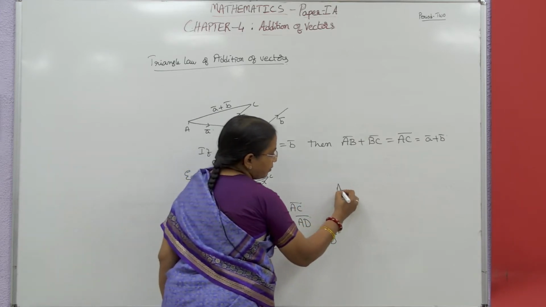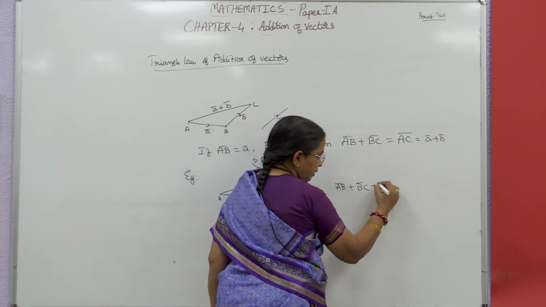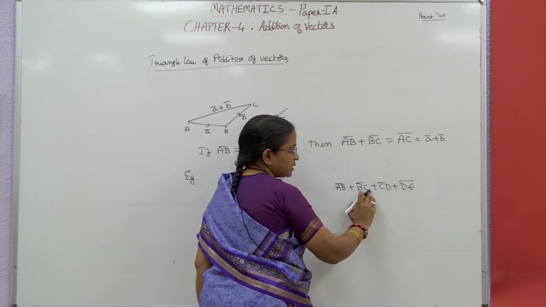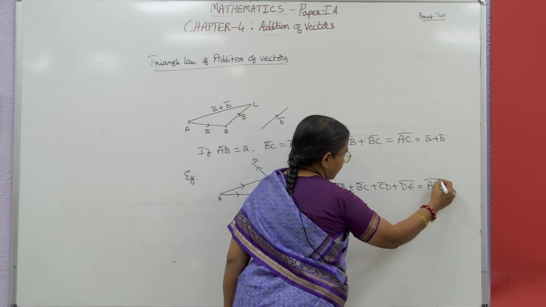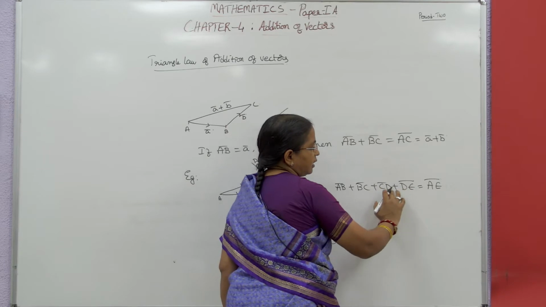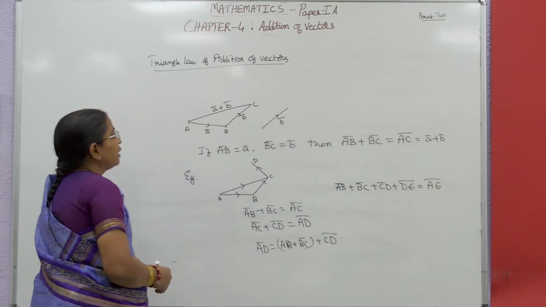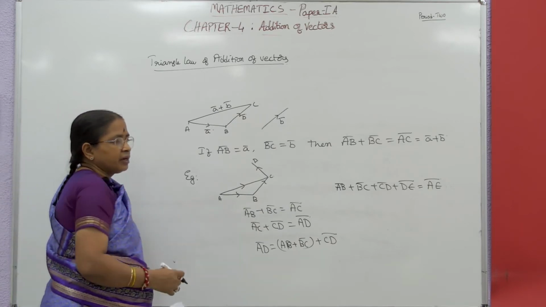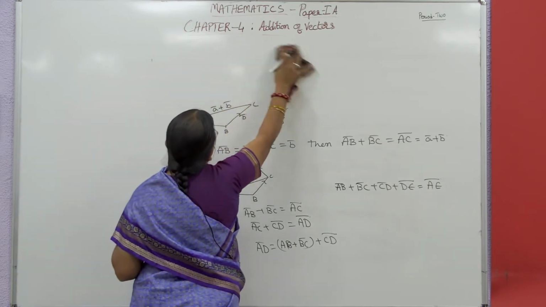Suppose I have AB plus BC plus CD plus DE. If you observe that the terminal and initial points match, then you can directly write this as AE. Like this we can easily add any number of vectors and write the resultant vector. So this is about the addition of vectors.